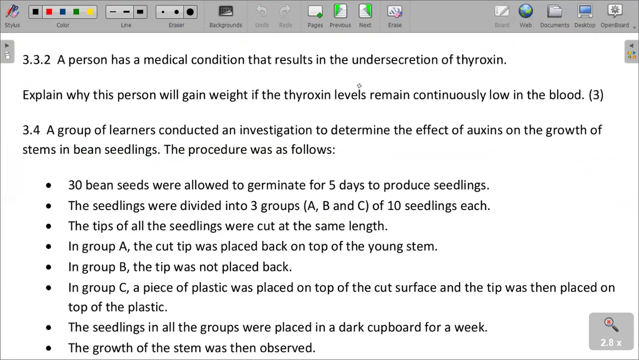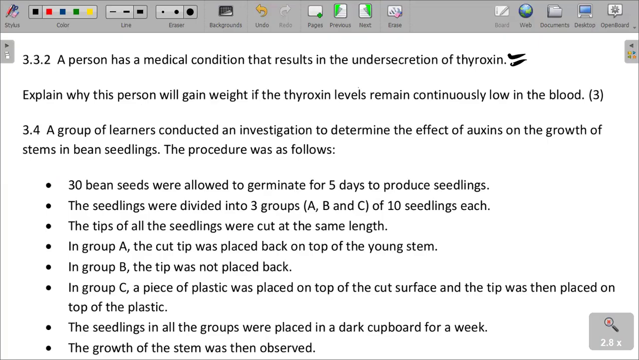We have a person with a medical condition that results in under-secretion of thyroxine, and we must explain why this person will gain weight if the thyroxine level remains continuously low in the blood. We said it's hypothyroidism. Hypo means less, and therefore what happens is that we explain why this person will gain weight if the thyroxine levels remain continuously low in the body, in the blood.